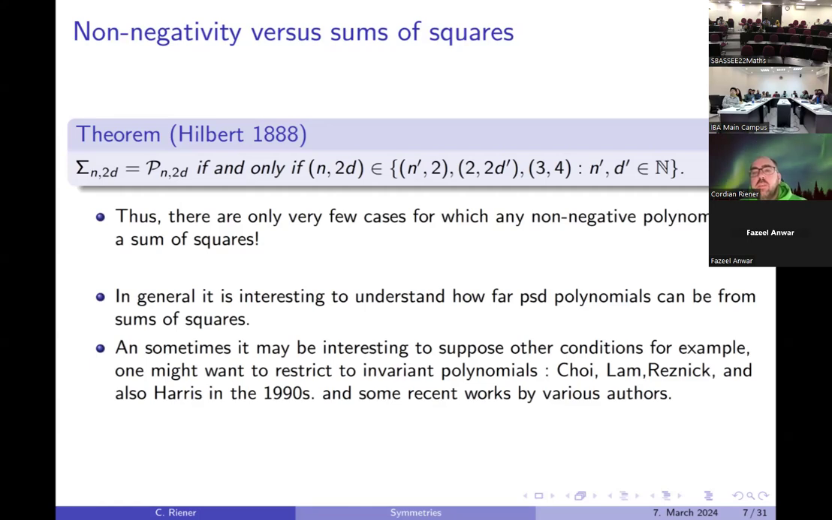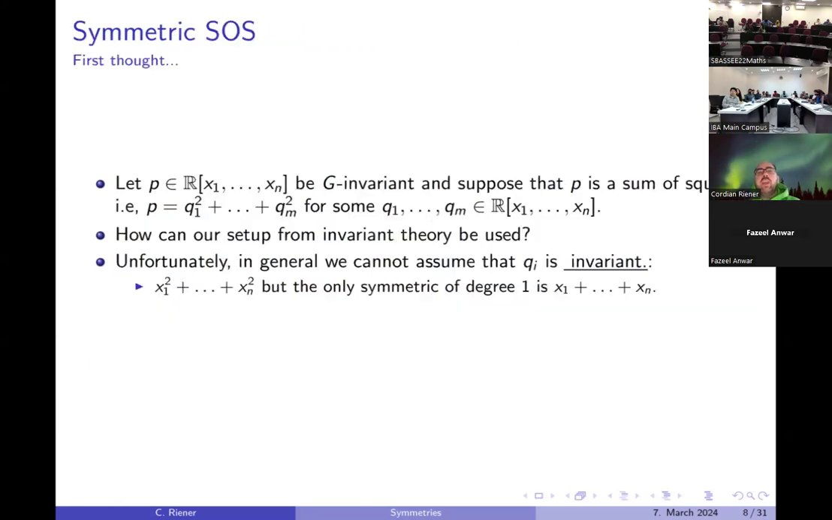And this has been already done in the 80s and 90s by Joy, Lam, and Resnick, and the student of Bruce Resnick's called Harris. And very recently, this has gained a little bit of attraction again by various other authors, including myself. Okay, so this was just the first. This was a motivational starter, maybe.